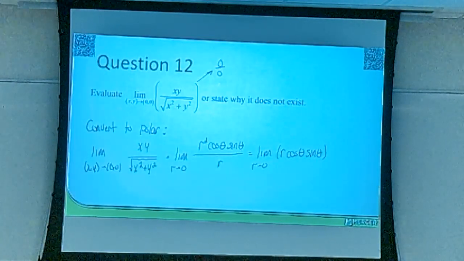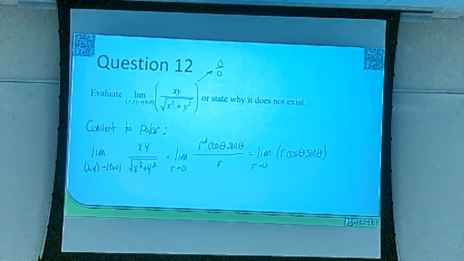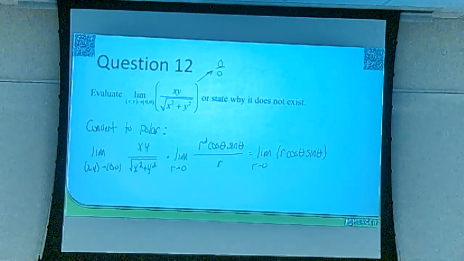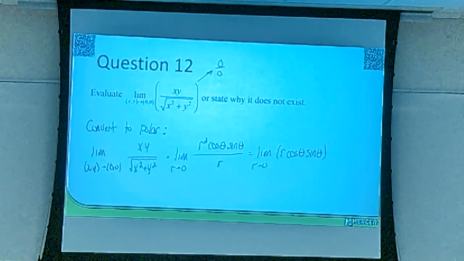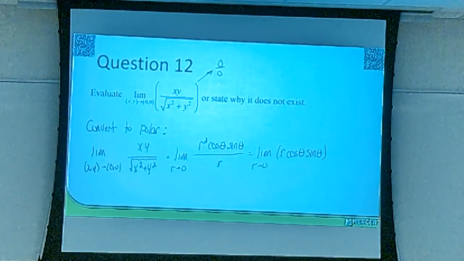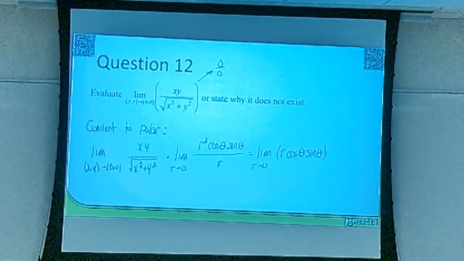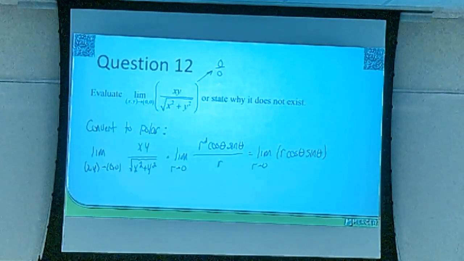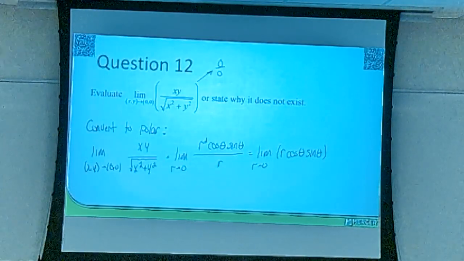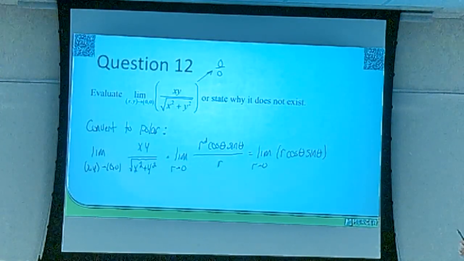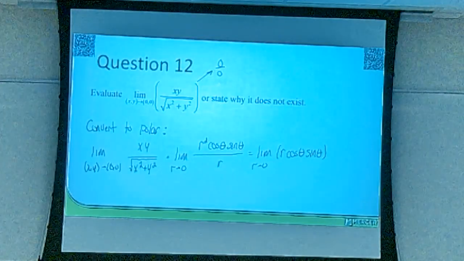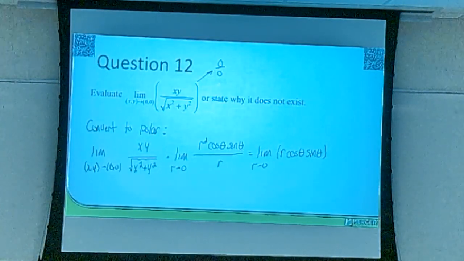And remember, from Calc 1, there's a theorem that says those limits will be equal. The particular result I'm using is: if f of x and g of x agree at all points except at x equals a, then the limit as x approaches a of f of x equals the limit as x approaches a of g of x. Those two functions agree everywhere except at r equals 0.